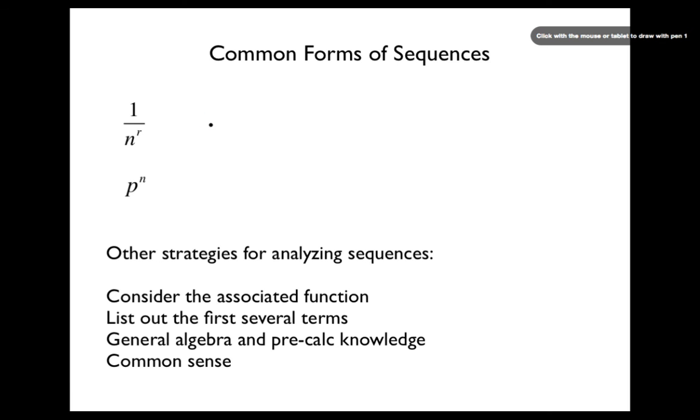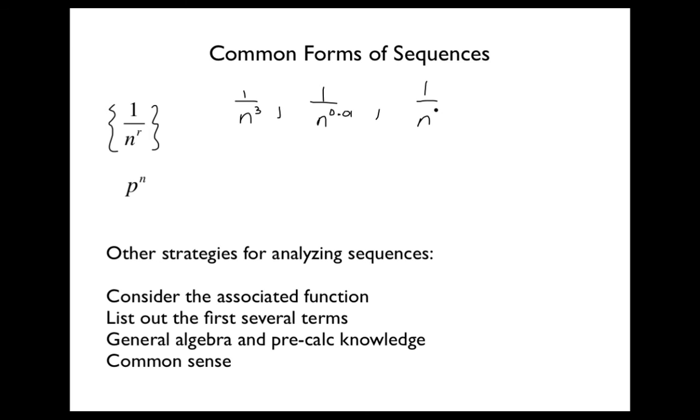So examples: 1 over n cubed, or like I just showed you, 1 over n squared. 1 over n to the 0.01. 1 over n to the 598. 1 over n to the -1/2. Those are examples of this form. So the question is, for what values of r does it converge?